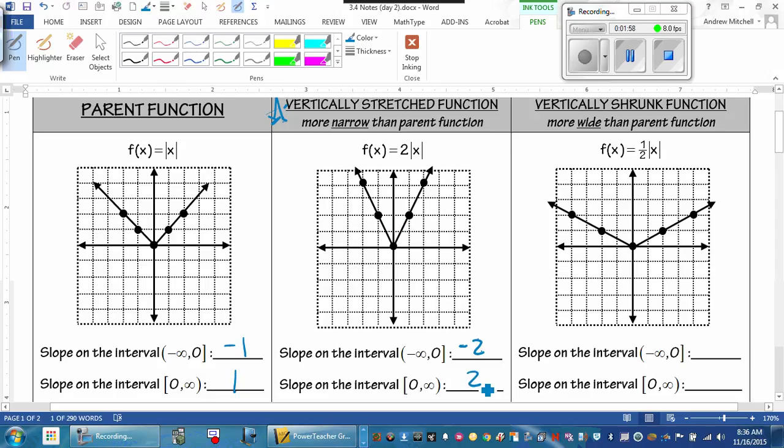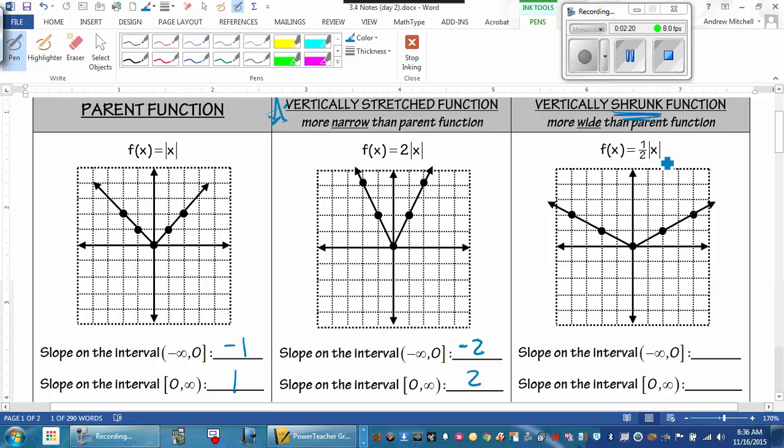And then our last one, this is a vertically shrunk function. It's more wide than the parent function. So we're taking it, kind of stretching it horizontally. Well, we're actually shrinking it vertically, but it kind of looks like it's stretching horizontally as well. So we're kind of taking it, pushing it down, which makes it kind of short and fat.